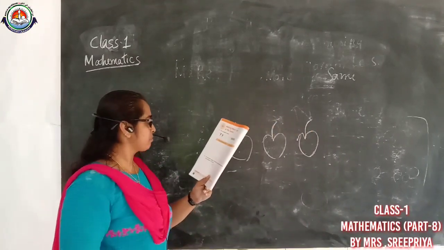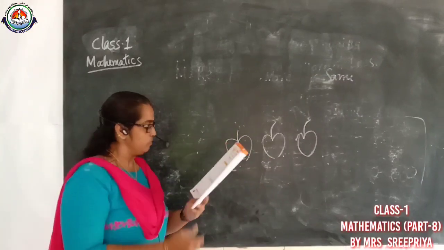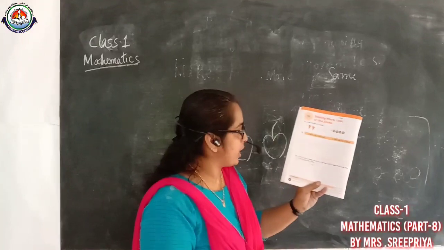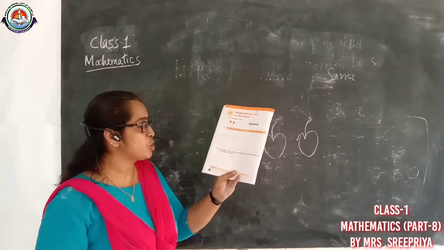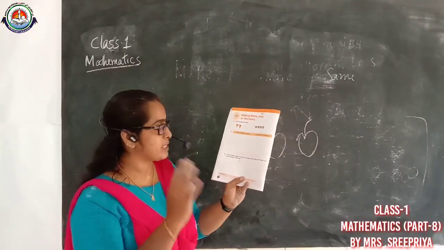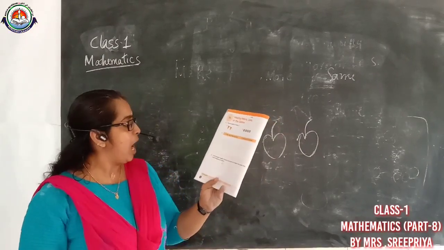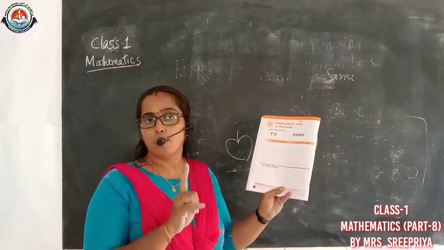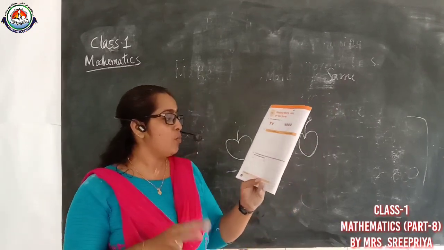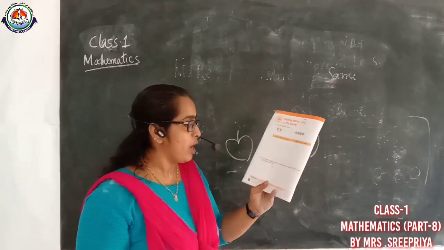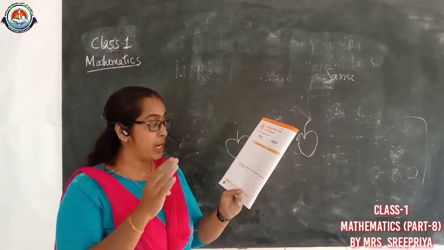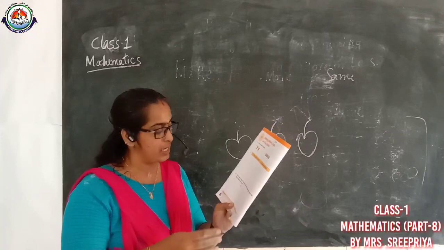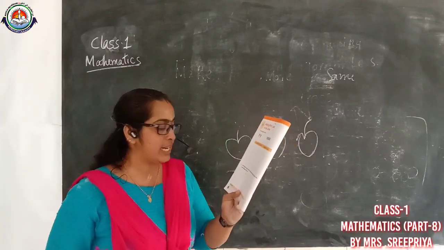Okay. Next, number 3 question. Can I read? Yes. Imran bought 9 apples. He wants to buy fewer, that means less, mangoes than apples. How many mangoes can he buy? I already told you, fewer means less. Less mangoes than apples. So, how many mangoes can he buy?